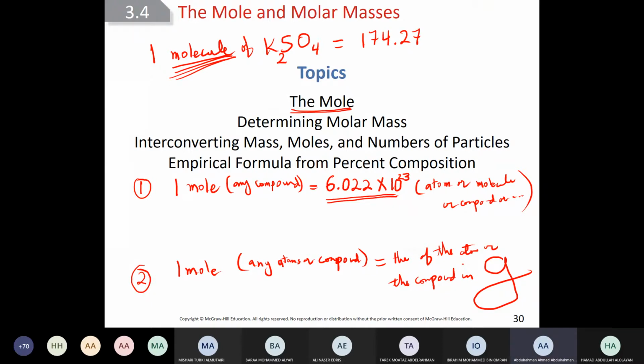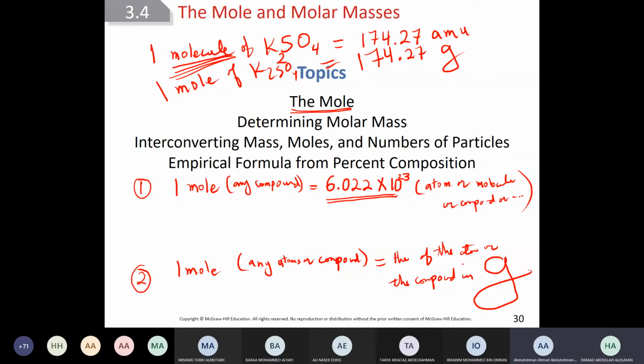And then this is AMU. Keep this in mind. Very important. Now, if I say 1 mole of K2SO4, you should tell me the answer. The same thing, but in gram. Same number, 174.27, and then now I can say gram. Is this clear?